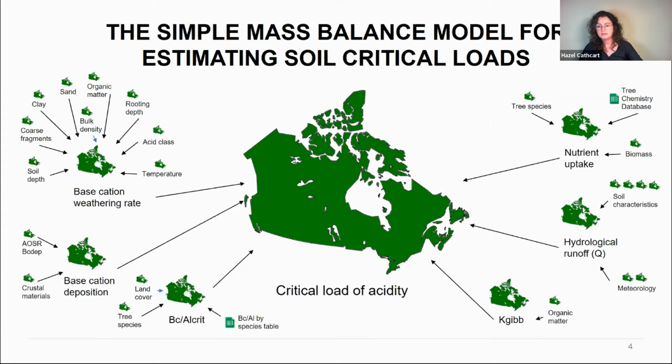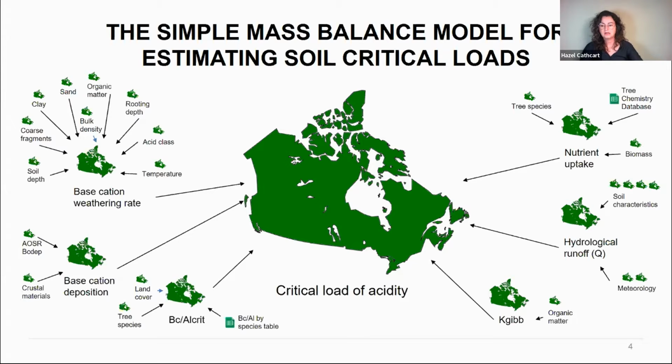The simple mass balance model is the established model for estimating terrestrial critical loads by the conventional long-range transport of atmospheric pollutants. Briefly, the simple mass balance model takes into account sources and sinks of acidity and alkalinity in the system. Most of the difficulty in applying the model comes from sourcing or estimating the input parameters. I wanted to illustrate here how many input layers go into producing the main input parameters. I've simplified it a little bit even.